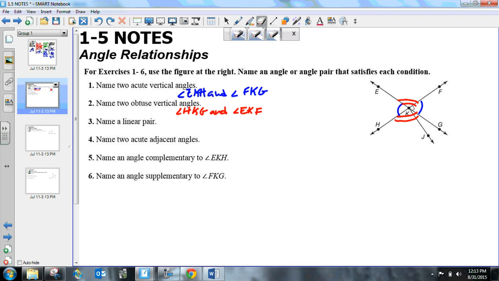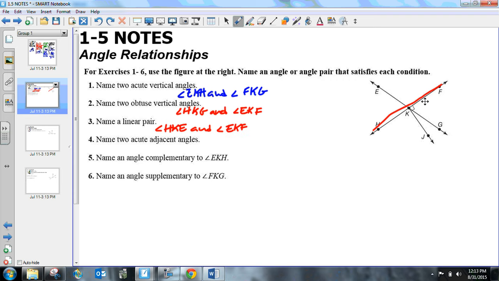The next one says, name a linear pair. And guys, we've got a bunch of options here. I'm just going to pick one. I'm just going to pick this one, use this line. So FKH, I'm going to say angle HKE and angle EKF.